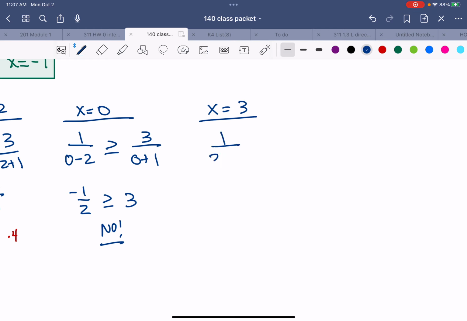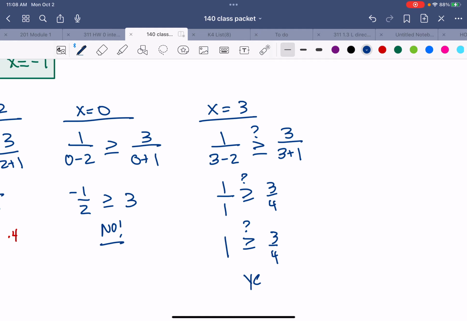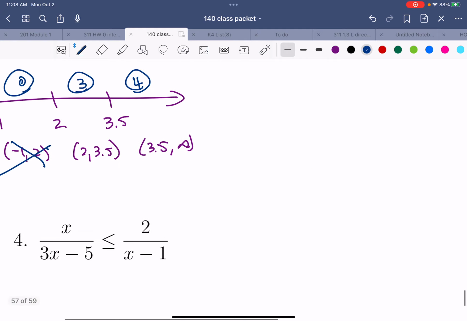That gives us 1 over 3 minus 2, maybe greater than 3 over 3 plus 1. That's 1 over 1, so just 1. And this becomes 3/4. So is 1 greater than 3/4? Yes. So we're going to keep that interval.